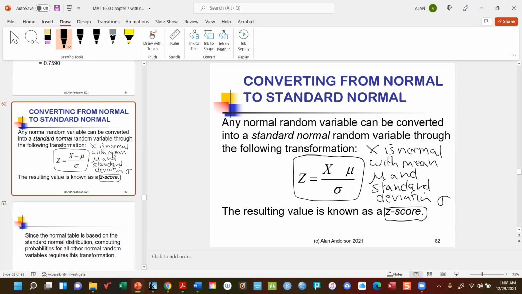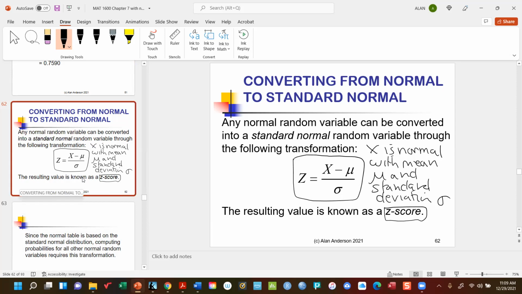Anytime you have a standard normal random variable, it is often called a Z-score because it's based on the standard normal distribution and it can be interpreted as a certain number of standard deviations above or below the mean. For other cases, you don't have that easy interpretation. So here we can take any normal random variable and turn it into the standard normal case so that we may continue to use the tables.